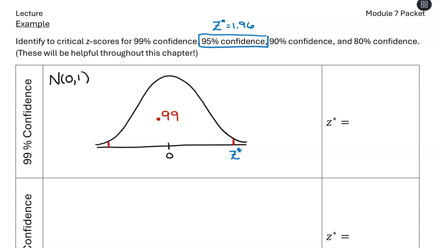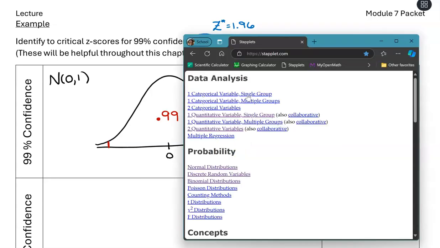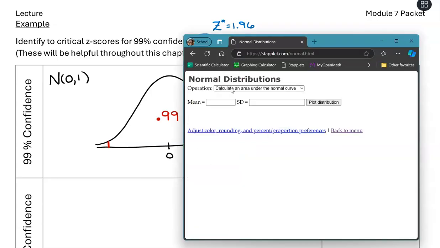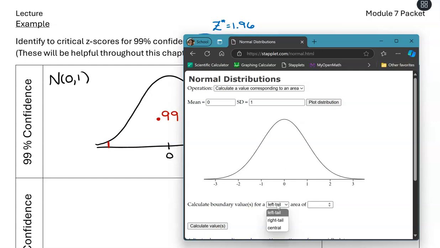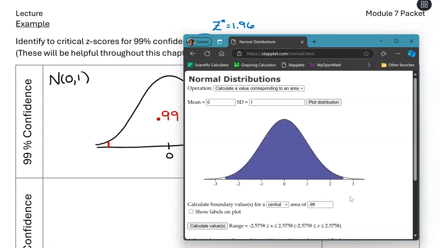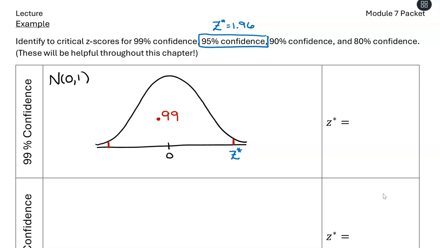But finding that critical z-score, that's where I'm going to go to Stapplet. So I'm going to go to normal distribution. I know the area under the curve, so I want to calculate a value. Mean of 0, standard deviation 1. And this is going to be a central area of 99%, so 0.99. And that's a 2.5758. Be sure to go to at least 4 decimal places here if you can. Some of these are going to round a bit, so you won't see all 4 decimal places, but we want to keep that accuracy and not round too much at the beginning.